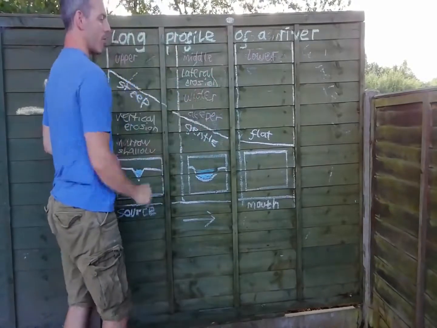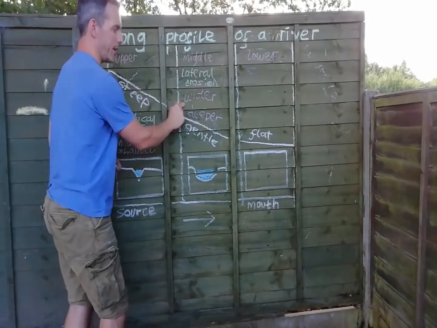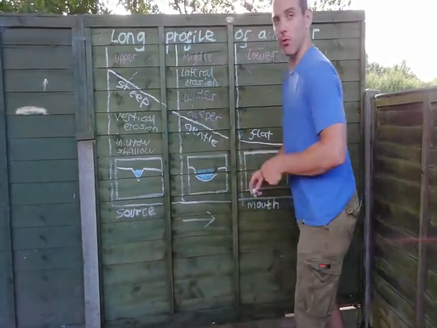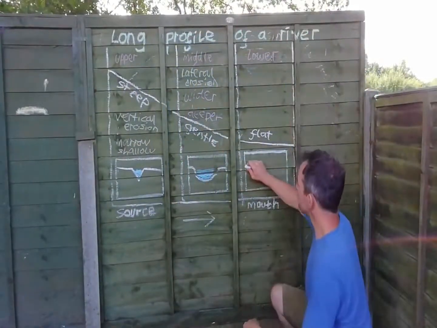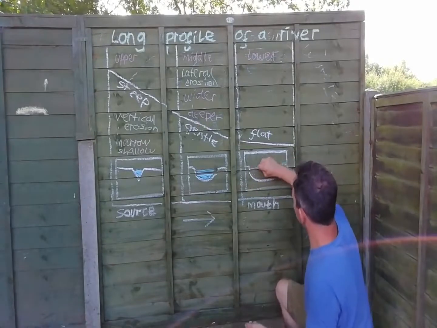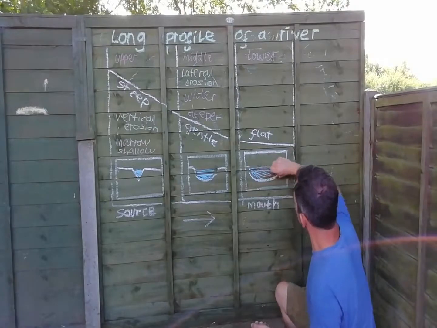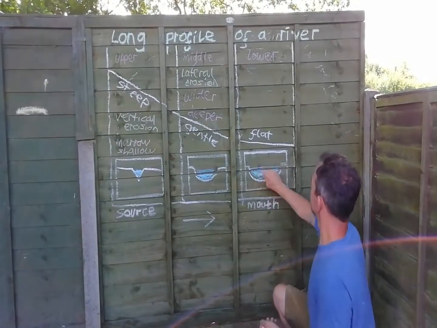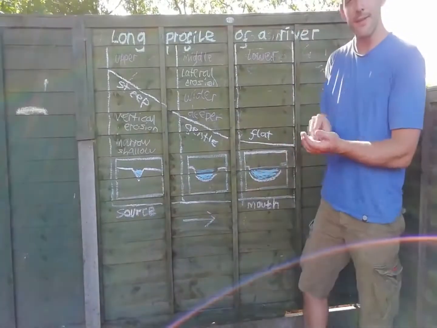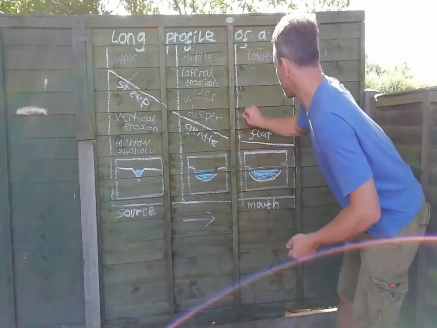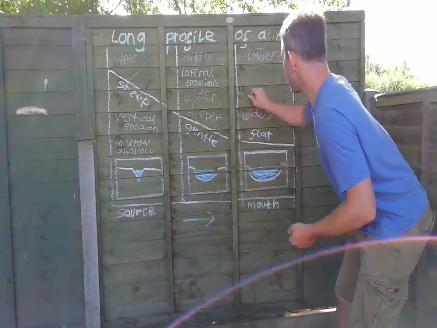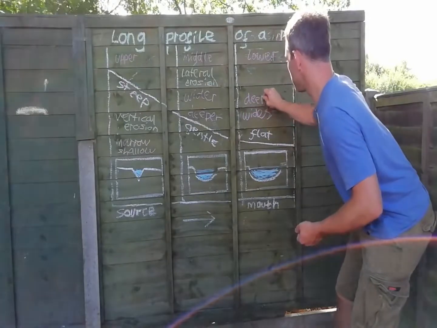So this is lateral erosion making the river wider. Okay? Then finally we get to the lower course of the river. Now here, as you can see, the river is now at its widest and deepest. So we're going to write widest and deepest.